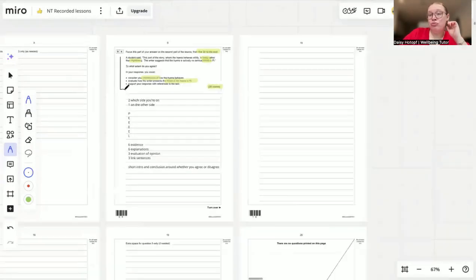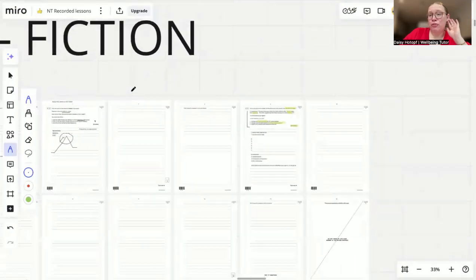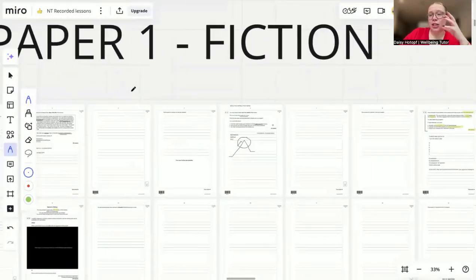But overall, this is a really nice paper. Again, it's popular for a reason. It's popular because it's accessible, it's interesting, and it's a good choice. And again, used by most schools.